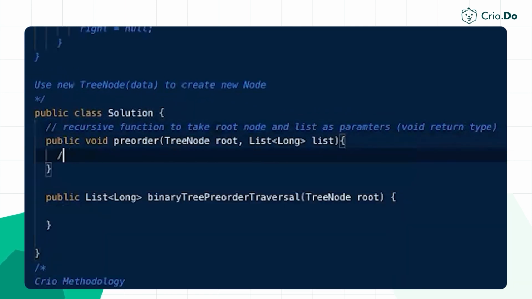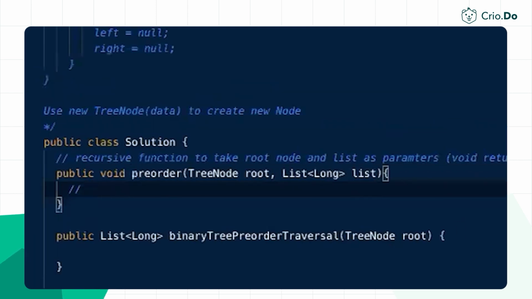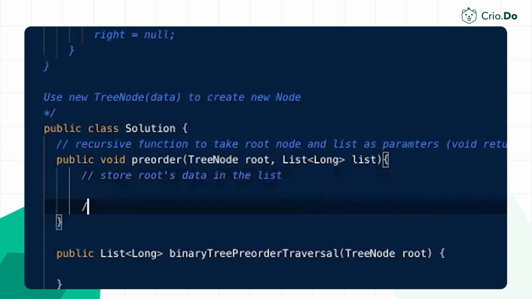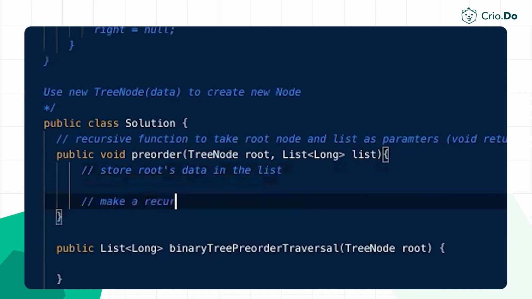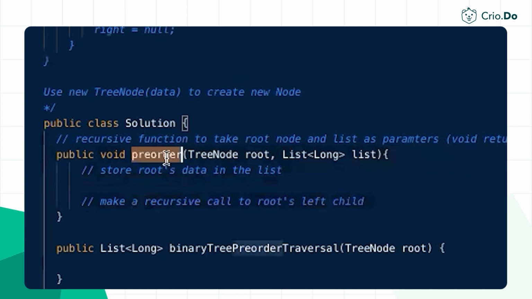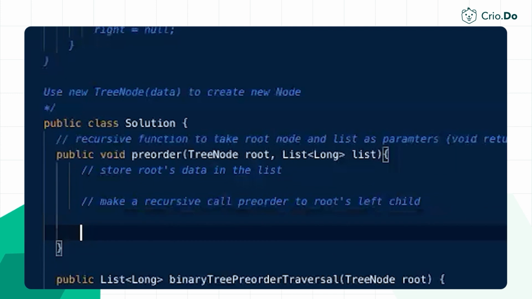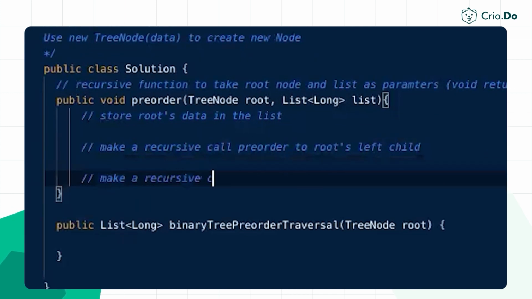What is the first step? We have to store ourselves. So store root's data into the list, the pre-order list. After storing the root's data, make a recursive call to what? To the left child. Make a recursive call to the root's left child, and recursive call in the sense we have to make a call to the pre-order function, pre-order of root dot left. Similarly, the third step will be to make a recursive call of the pre-order function to the right child, to the root's right child.